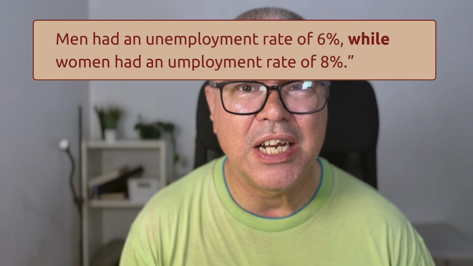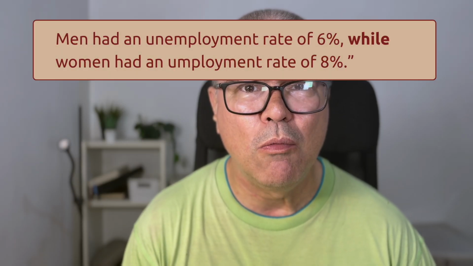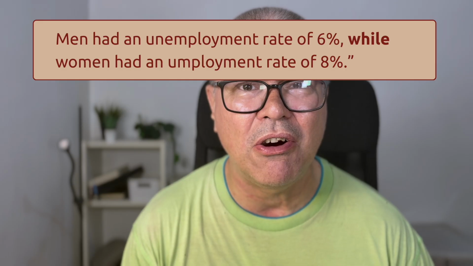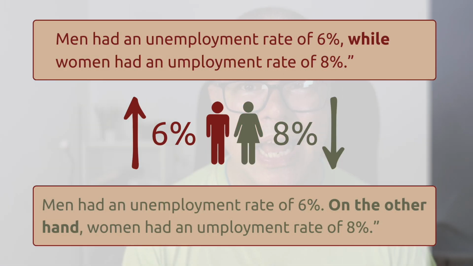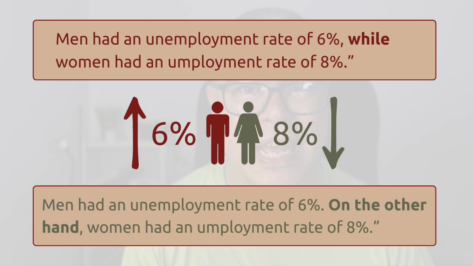It's worth noting that you can make this comparison without using respectively. If you don't use respectively, you need to use contrast words like while or on the other hand. So, for example, we can write the sentence like this. Men had an unemployment rate of 6%, while women had an unemployment rate of 8%. Or maybe using on the other hand, men had an unemployment rate of 6%. On the other hand, women had an unemployment rate of 8%.